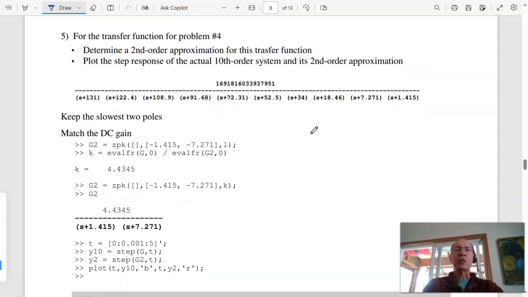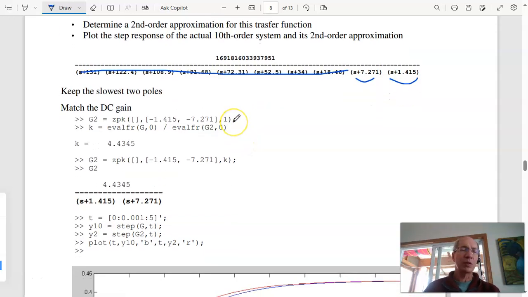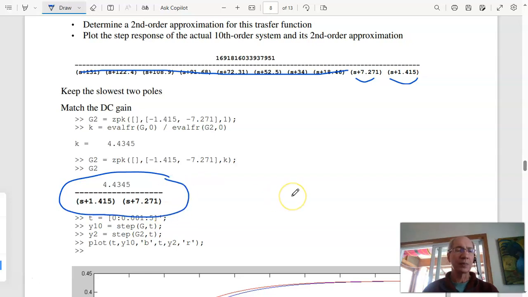When I come up with the second order approximation, I keep the dominant pole for sure. Let's use the number 10. Anything bigger than 14 I ignore. So keep this one, ignore everything bigger than 14. That's my second order model, plus a fudge factor on top to match the DC gain. If I guess 1 from an initial guess, I adjust it to make the DC gain match up. Here's my second order model.